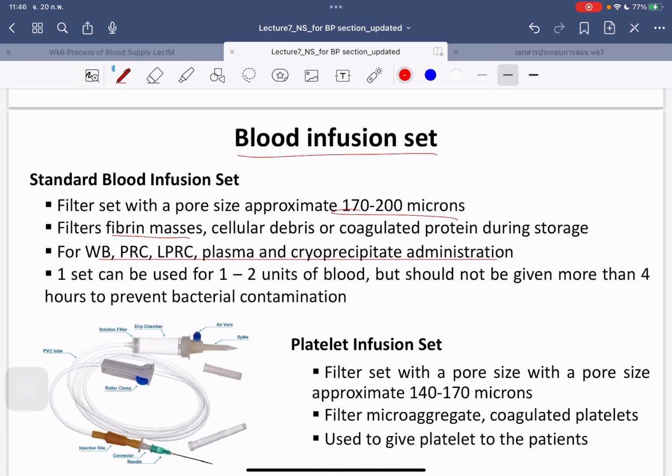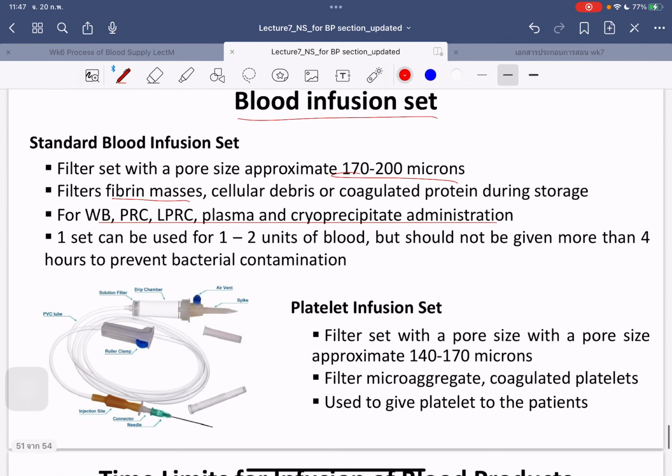One blood component that I didn't explain to you. Okay, LPRC, right? LPRC is the component between packed red cells and leukocyte-reduced packed red cells. LPRC is from leukocyte-poor packed red cells. It reduces the number of white blood cells, but does not eliminate them. It still has a little bit of white blood cells.